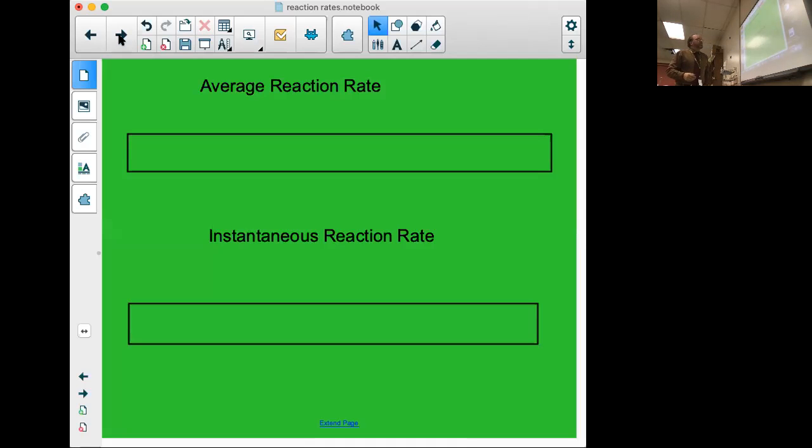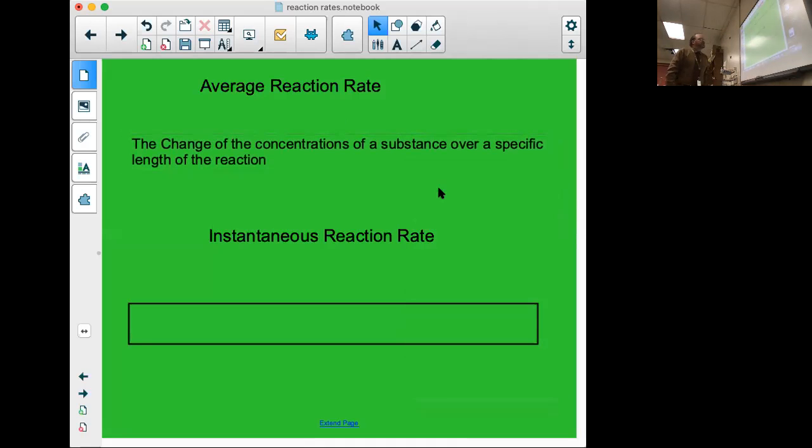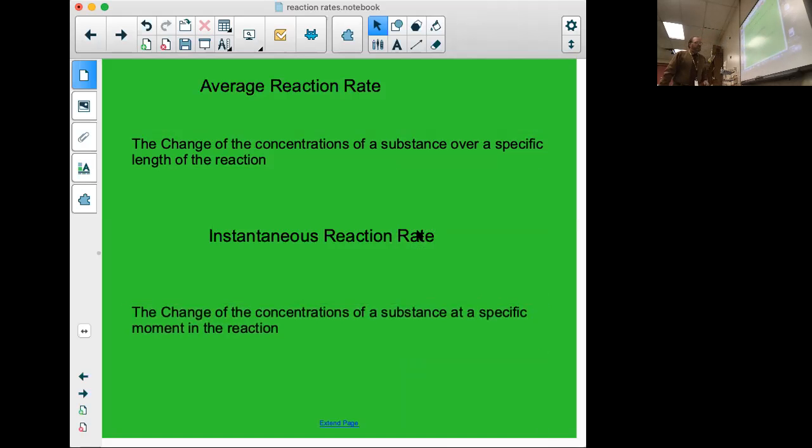All right, so there are two different ways we can look at reaction rates, either as an average reaction rate or an instantaneous reaction rate. Average reaction rate is defined as the change of the concentration of a substance over a specific length of time. So we give it a time, and we compare the change that takes place inside of that. That compares to the change of concentration of a substance at a specific moment in the reaction. Now we're usually going to do average more than instantaneous, just because that's the way it would work out more directly.